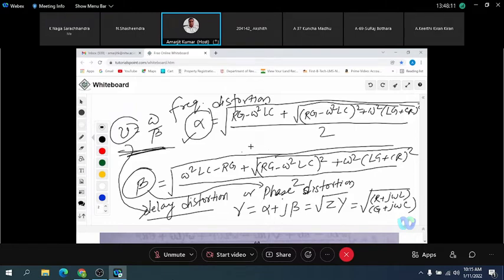Okay, so now the question is, we are getting a distorted waveform definitely. So how do we eliminate this problem of the transmission line? We are talking about the two-wire transmission line here. How to eliminate this problem of delay distortion or phase distortion and frequency distortion? What is your suggestion? What can we do?